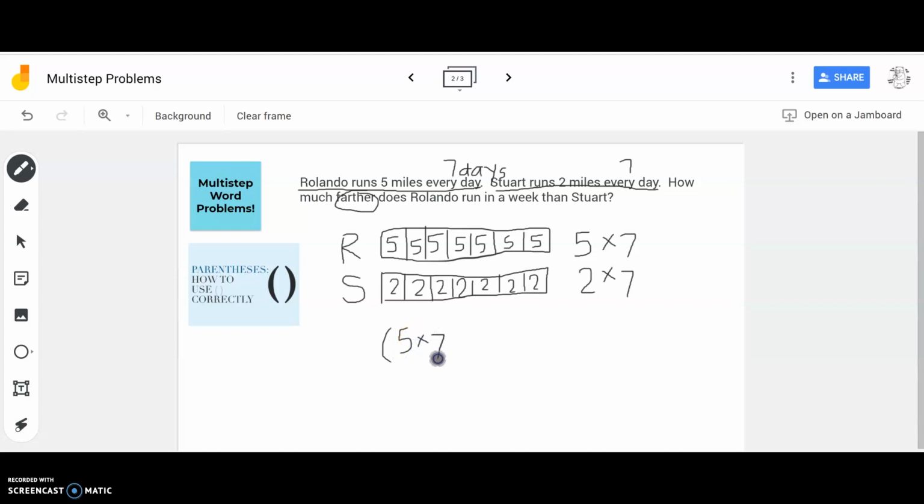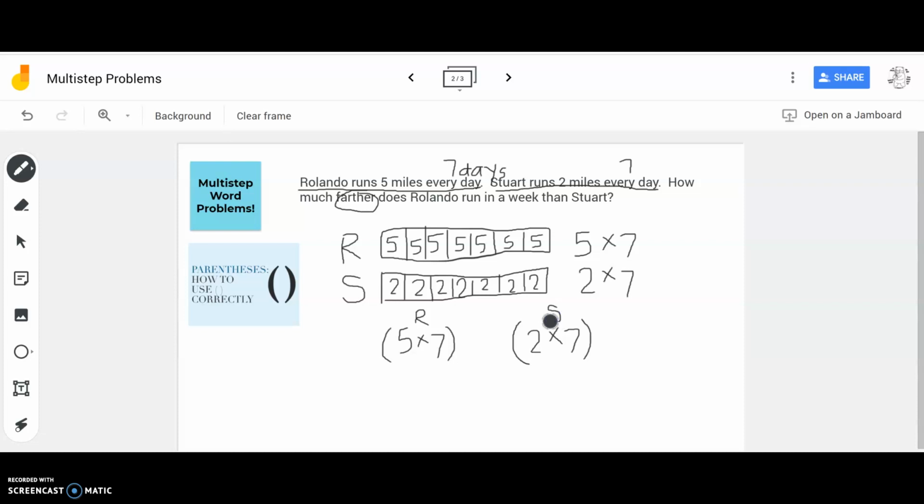And I'm going to put parentheses around that because I need to put Rolando by himself. So this parenthesis is going to represent Rolando. There is he. And then I'm going to put parentheses around Stuart because he's a different person. So he needs his own group. He cannot be combined because he's a different person. He's over here.